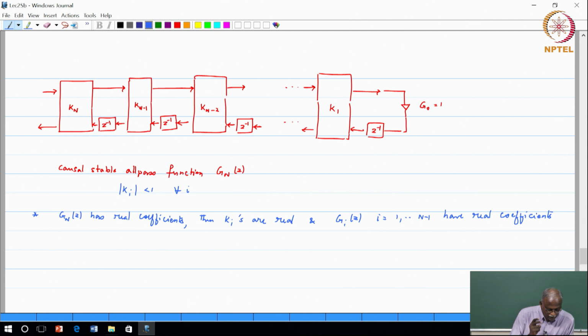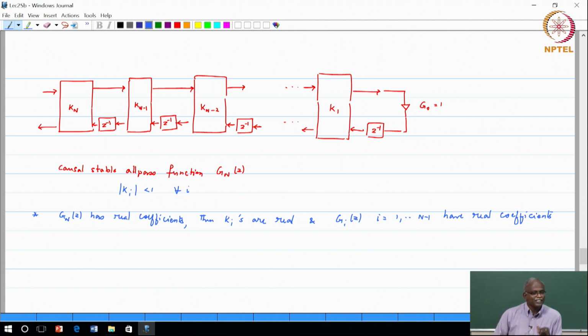Okay. Now, here comes a very, very important observation. This also says that if you take this structure and ensure that mod k's are less than 1, then you are guaranteed that your transfer function will be all pass and it will be stable. Now, if you do anything with adaptive filters where all pass functions are involved, this is the structure you should be using, because all you have to keep in mind is that the kn's do not have magnitude greater than 1. So, it is a very, very useful structure.